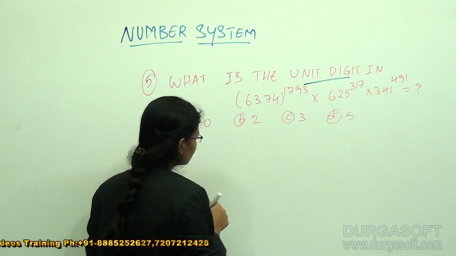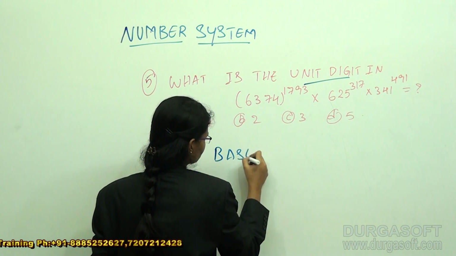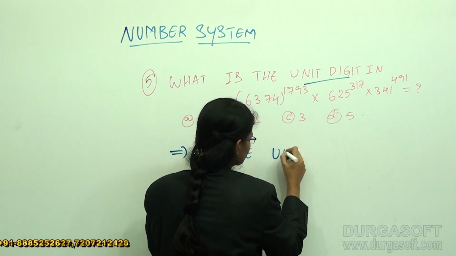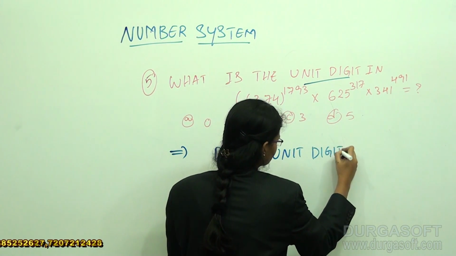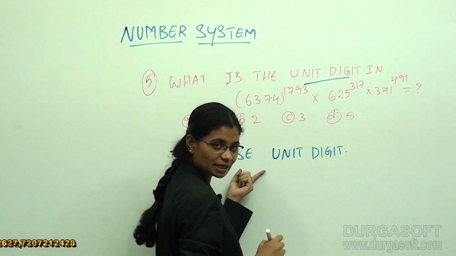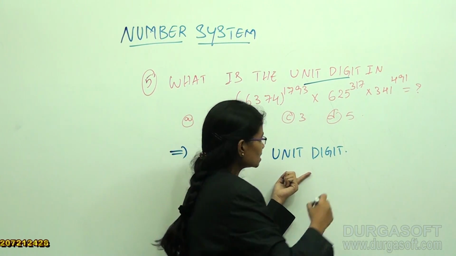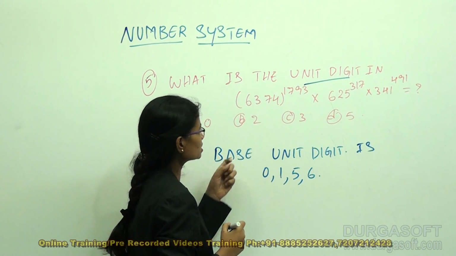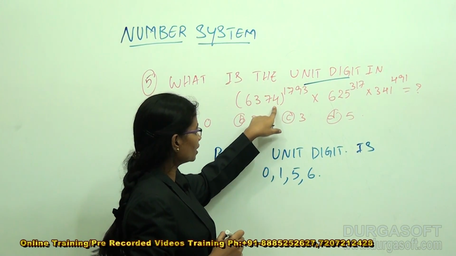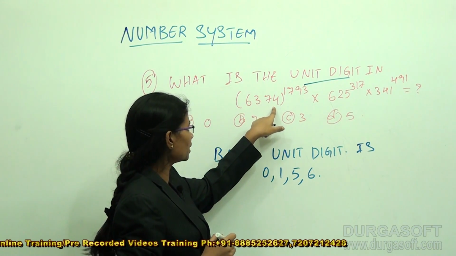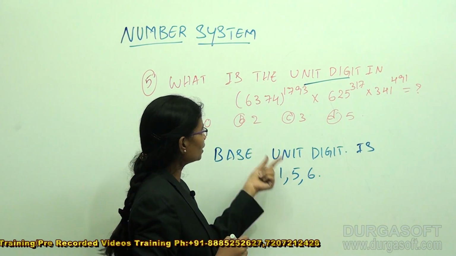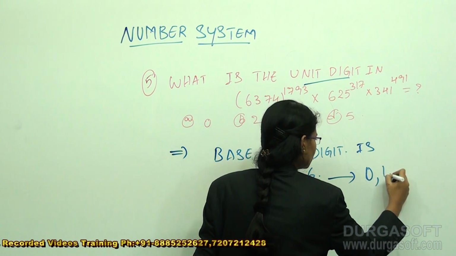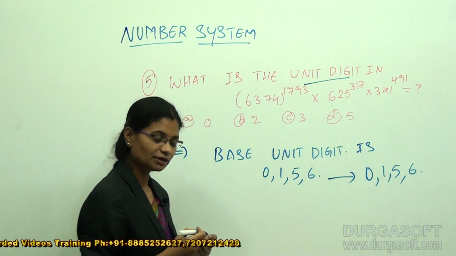Rule number 1, wherever in the given number, the unit digit in the base place is 0, 1, 5 or 6, that means if you have 0 here or 5 here or 6 here or 1 here, as the unit digit of the base, then obviously your unit digit will be 0, 1, 5, 6. It will be the same.